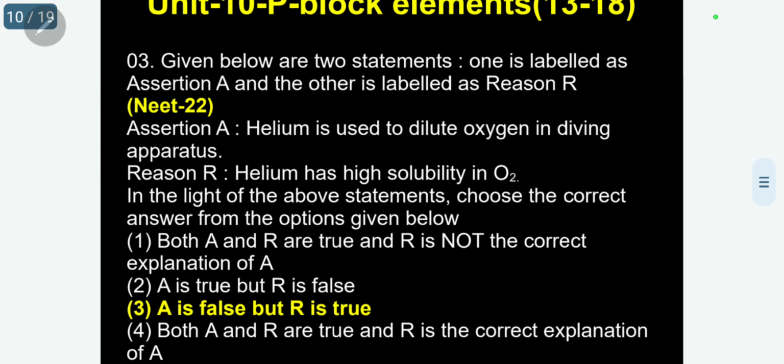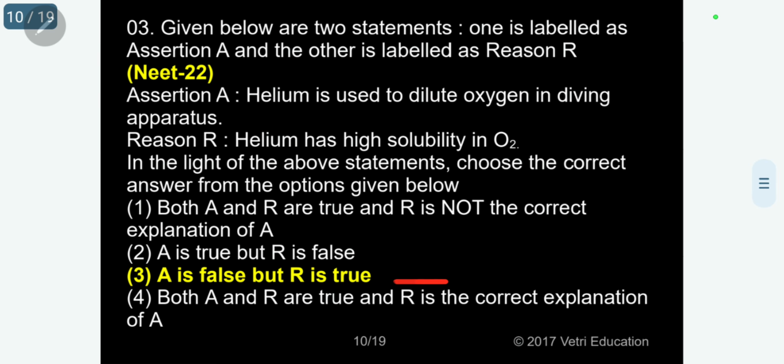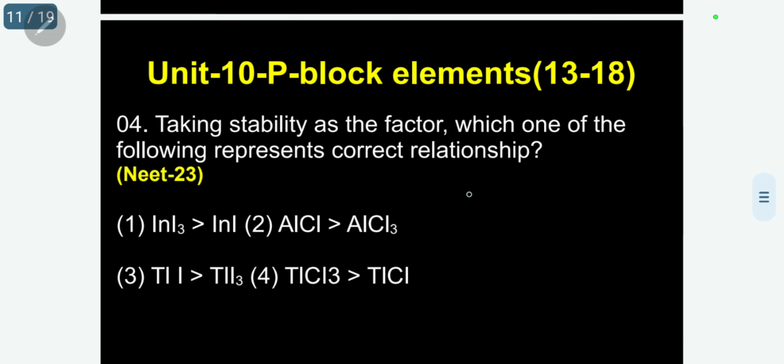Question number 3, the correct answer is 3. A is false. That is, helium is used to dilute oxygen in diving apparatus is wrong. But R is true. Helium has high solubility in oxygen. That is correct. Question number 4. Please follow.